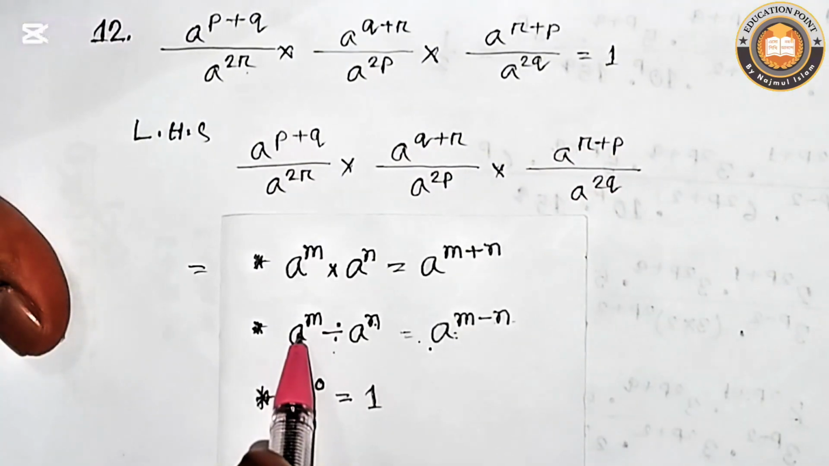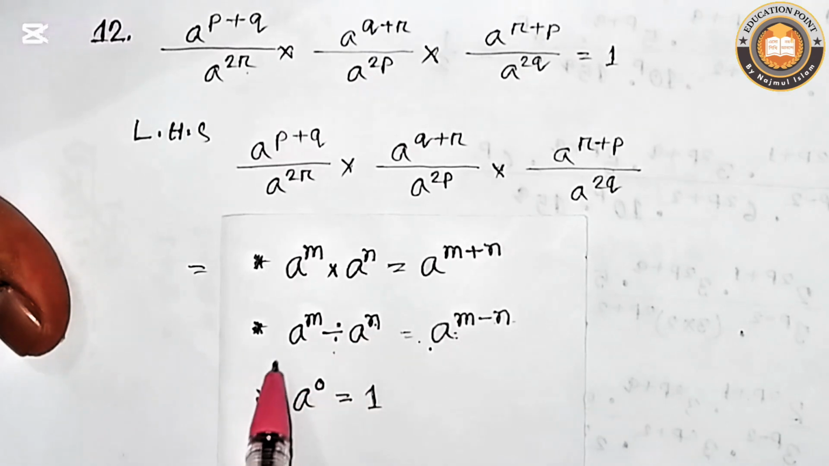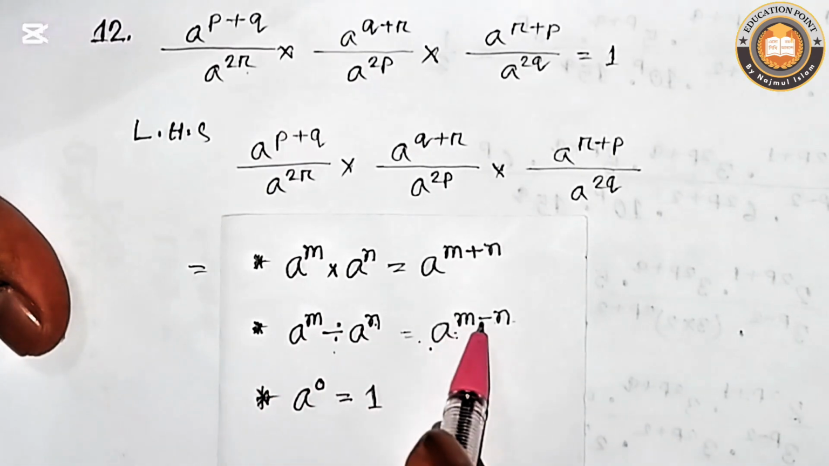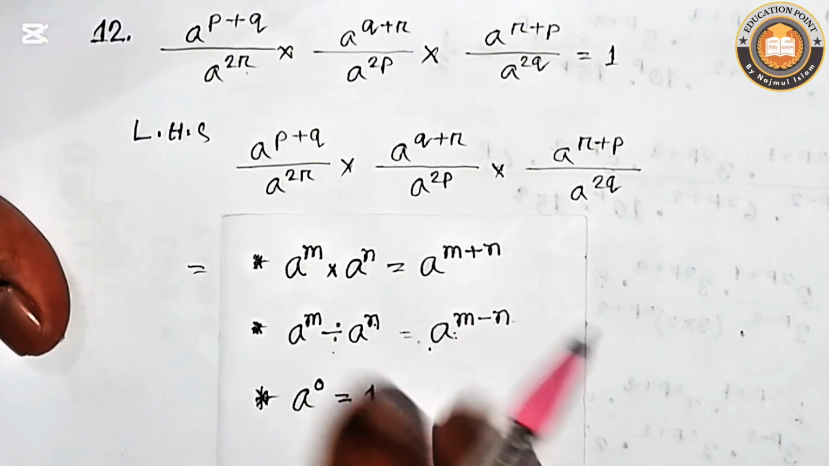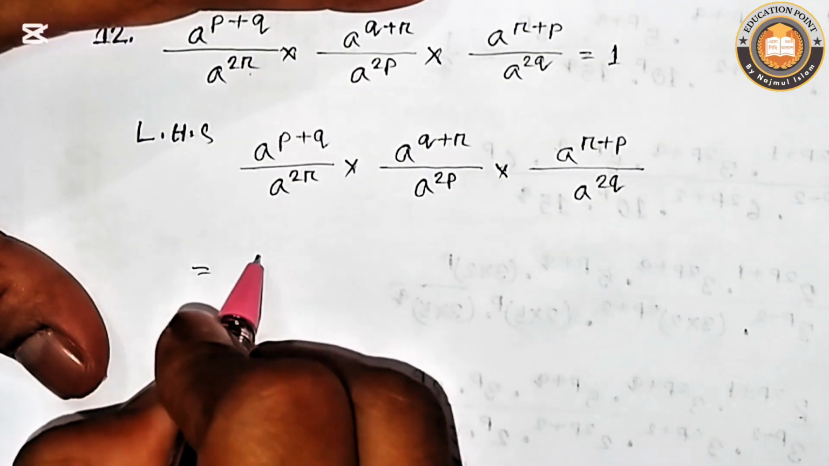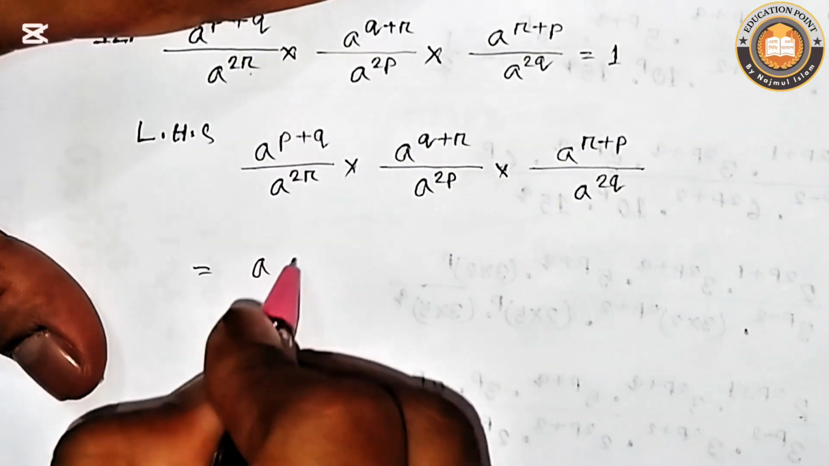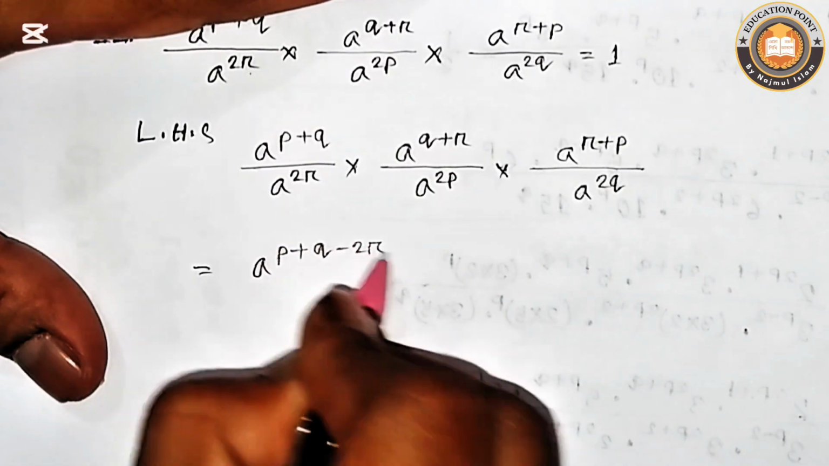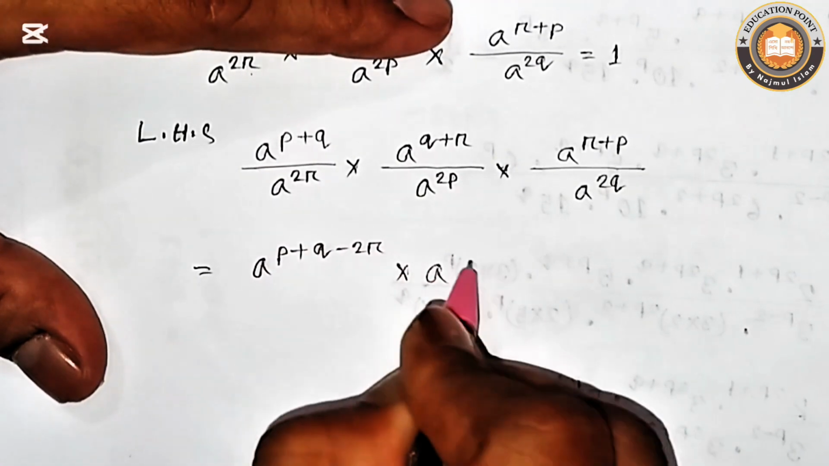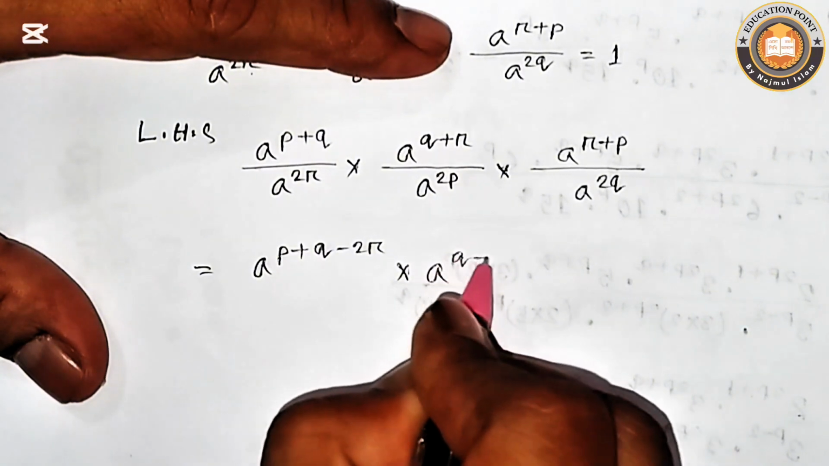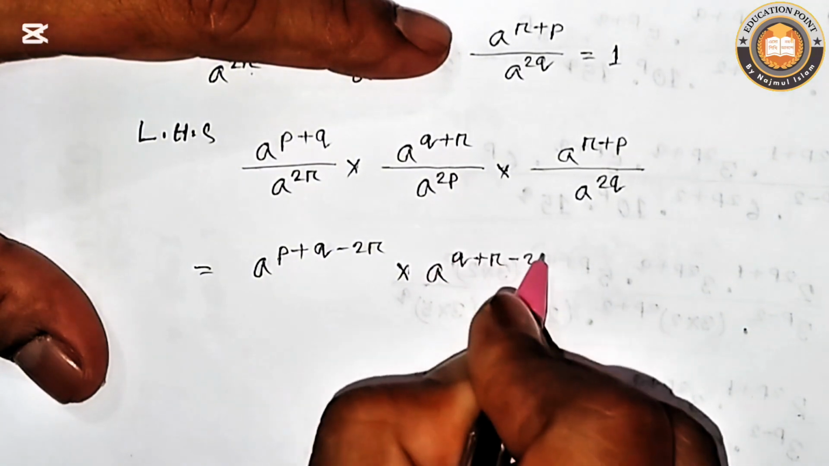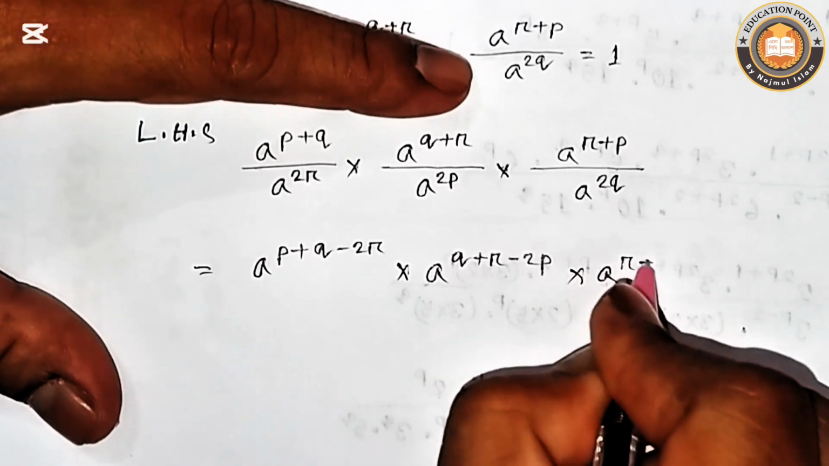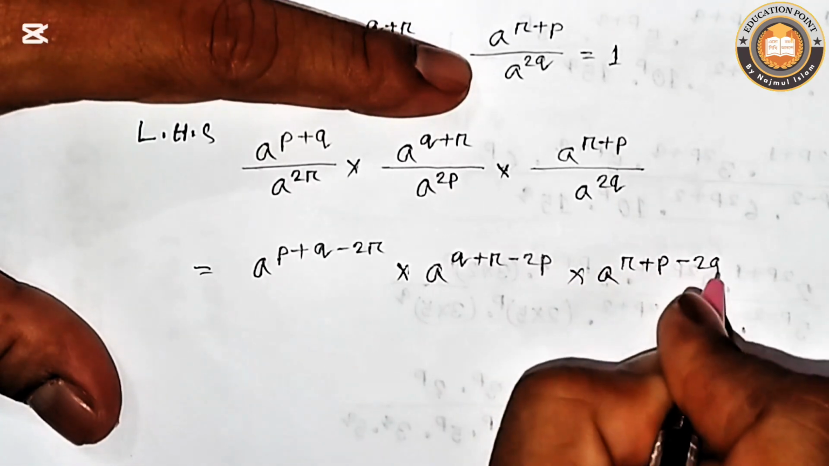Here we will apply the index law of division. That means a^m divided by a^n equals a^(m−n). According to the formula, we can write a^(p+q−2r) into a^(q+r−2p) into a^(r+p−2q).